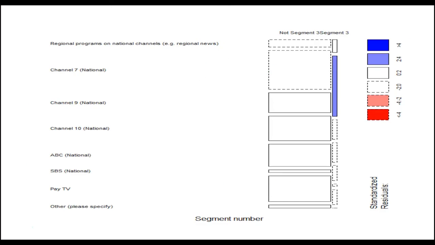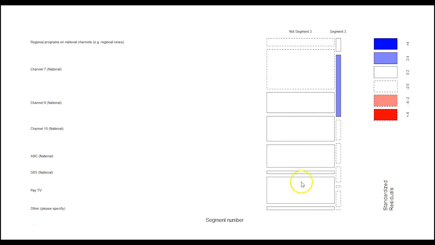And if we make it bigger, we see here the distribution of preferred TV channel for respondents not in segment 3. That's the distribution for respondents in segment 3. The blue color here indicates that respondents in segment 3 are more likely to state that channel 7 is their preferred one, and that's valuable information for promotion.